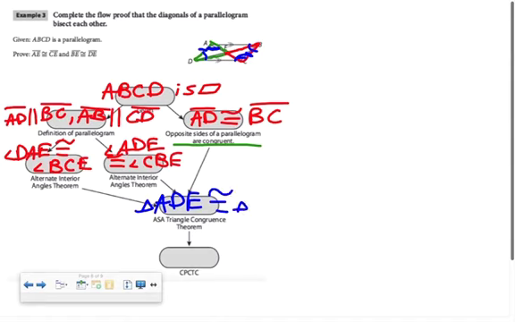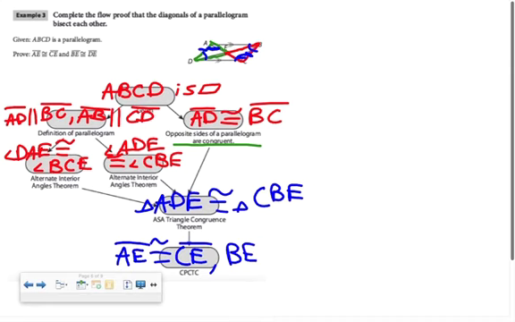is congruent to triangle CBE. And now I can say that which I set out to prove, which is that AE is congruent to CE, and BE is congruent to DE.